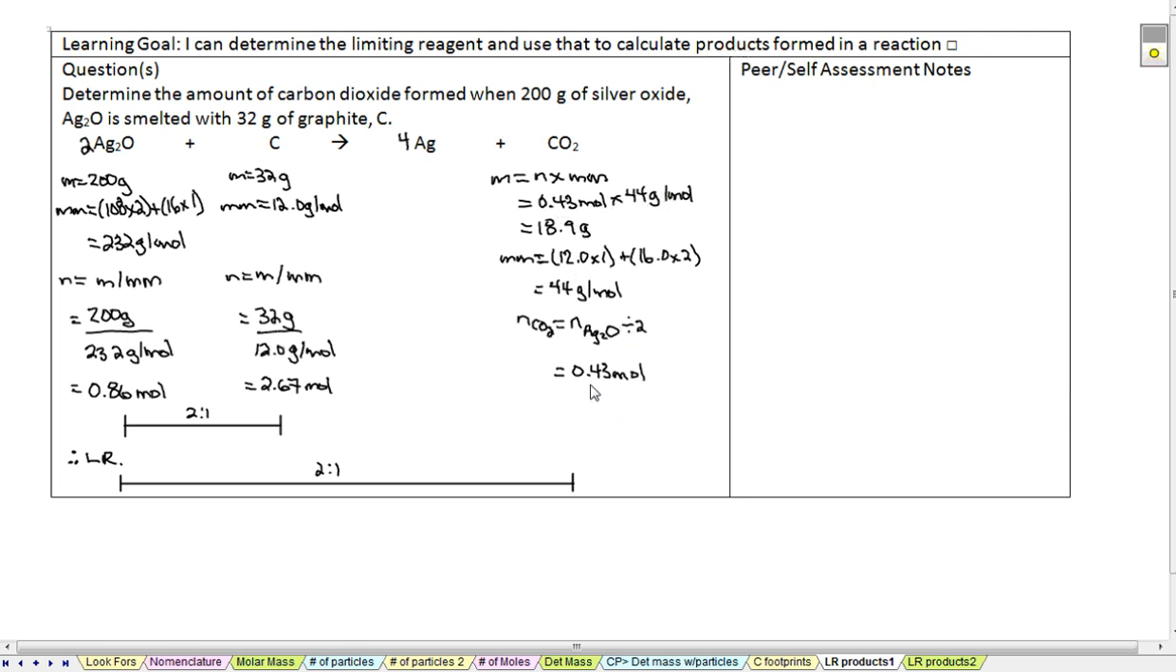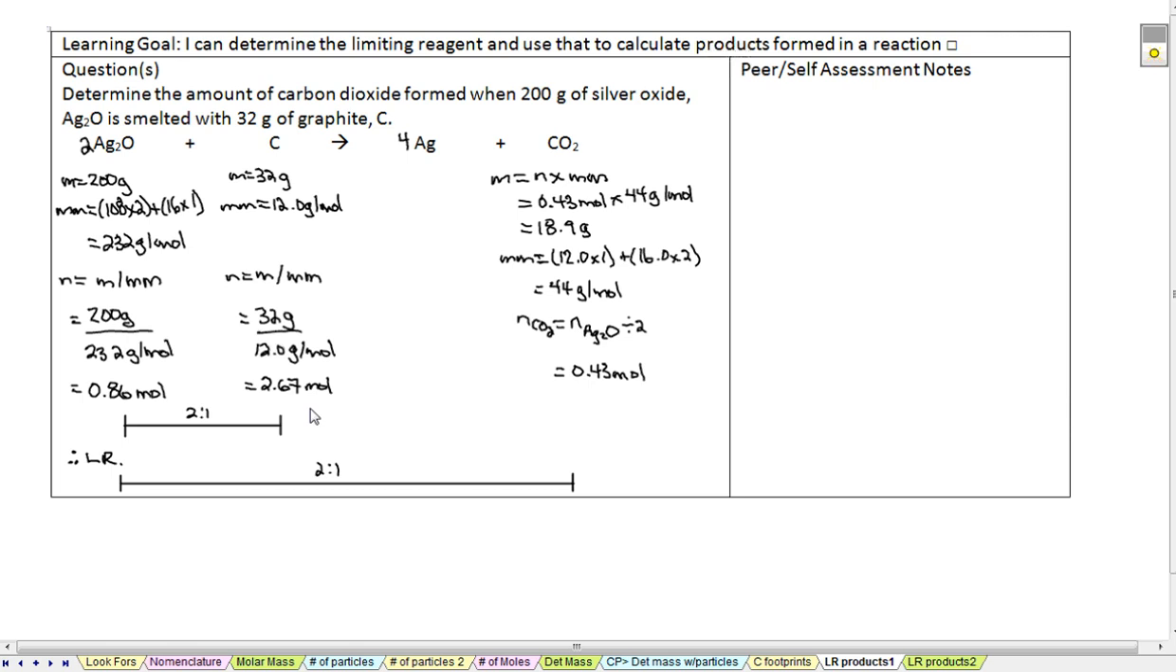So if I react 200 grams of silver oxide with 32 grams of graphite, I will get 18.9 grams of CO2. I will use up all of the 200 grams of silver oxide, but I will definitely have some carbon left over, a lot of carbon left over, in fact.